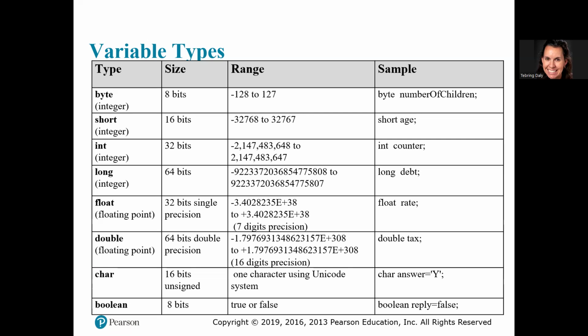Boolean we'll get to when we talk about decisions, so like true or false. You called it a bool in C++, now it's called a Boolean, but the same thing. Okay. Does anyone have questions?